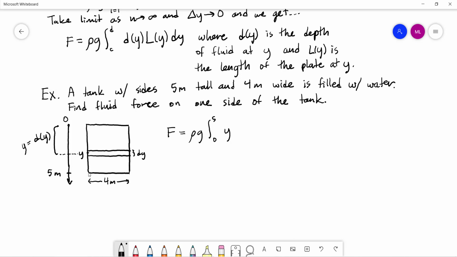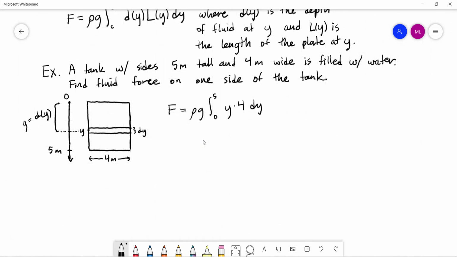If we were doing it with our origin down here, then our depth, the distance from the top down to that particular y value, would be 5 minus y. But we'd wind up with the exact same result at the end of the day. And our cross-sectional length across here is 4 meters, so that's just a constant. We've got our dy. That's it. So this is going to be a really easy one to integrate.